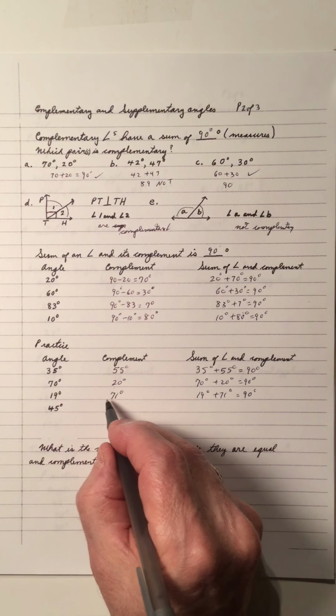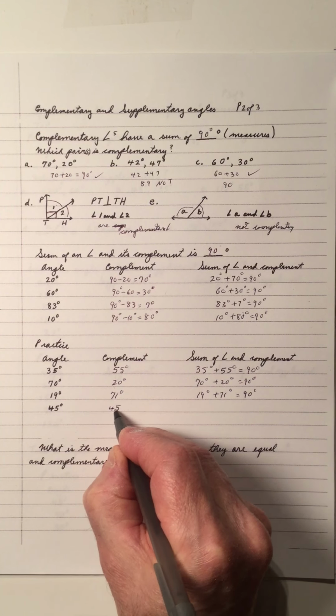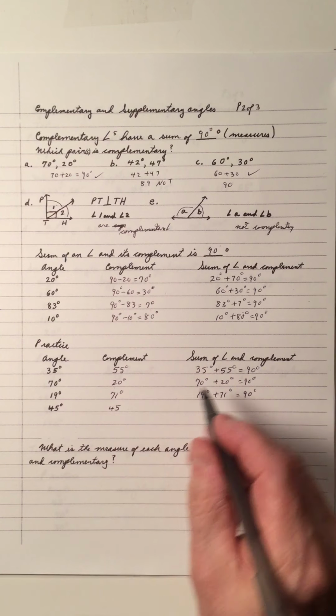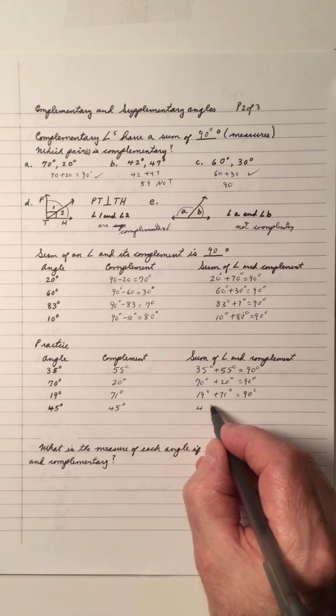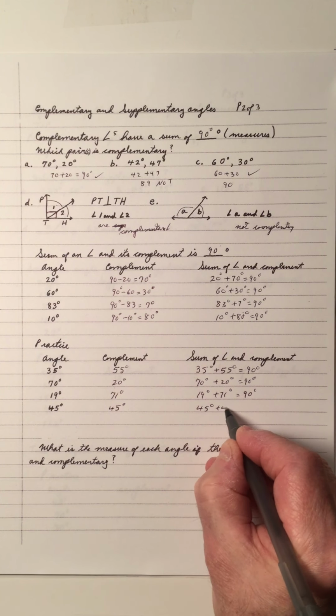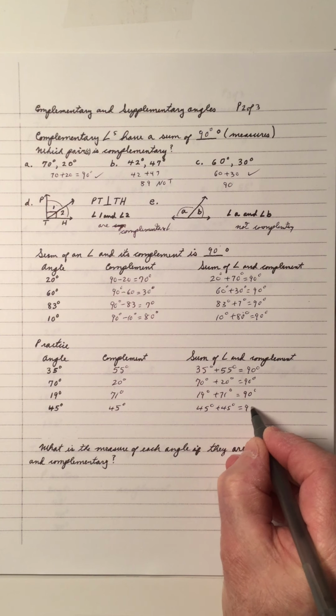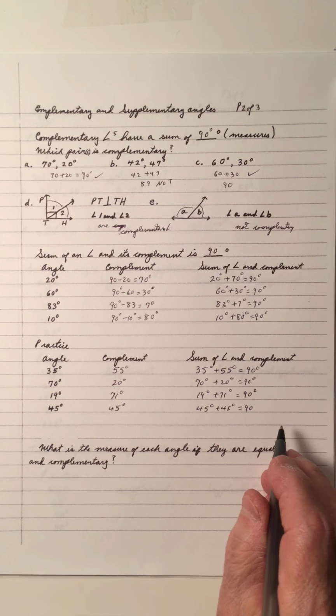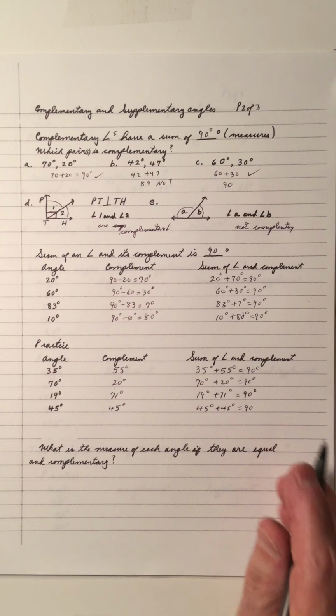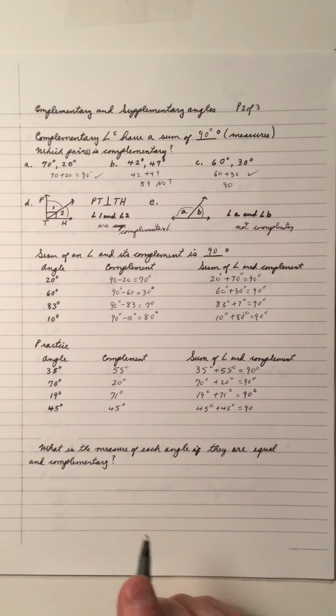45. The complement of 45 is 45. 90 take away 45 gives you 45. So 45 degrees plus 45 degrees gives you 90. So two angles that add up to 90 are said to be complementary to each other.